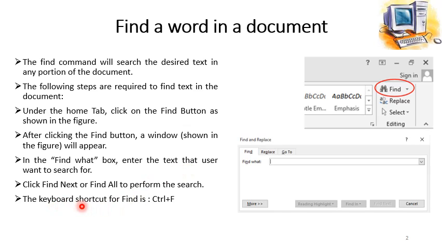The keyboard shortcut for Find is Control F. Whenever we press Control F, the Find and Replace window will appear, and the active tab will be Find. So the shortcut is Control F.